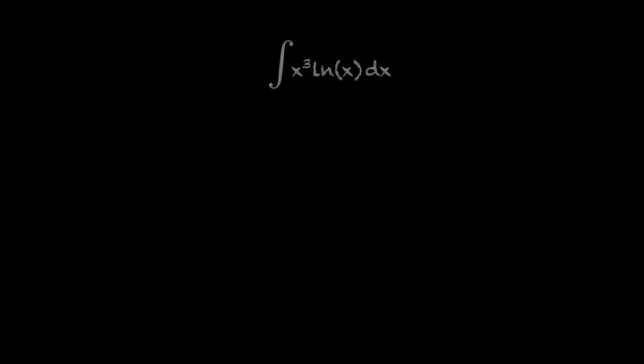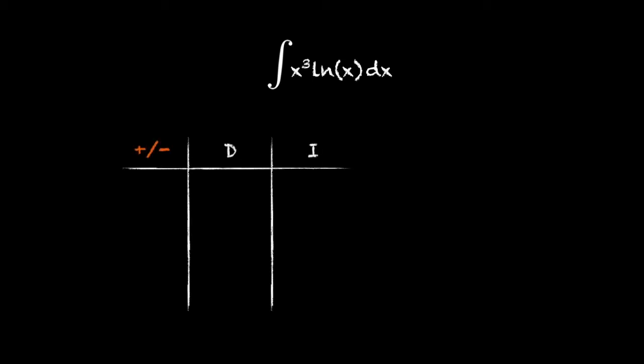So our first example is the integral of x cubed times ln x. When you're integrating by parts using the tabular method, the first step is to draw a table consisting of 3 columns. The first column contains the signs, and it's always going to alternate between plus and minus, and it's always going to begin with a plus. The second column is for the function that you're differentiating, and the third column is for the function that you're integrating. So with that being said, how do we decide which function we're differentiating and which function we're integrating?